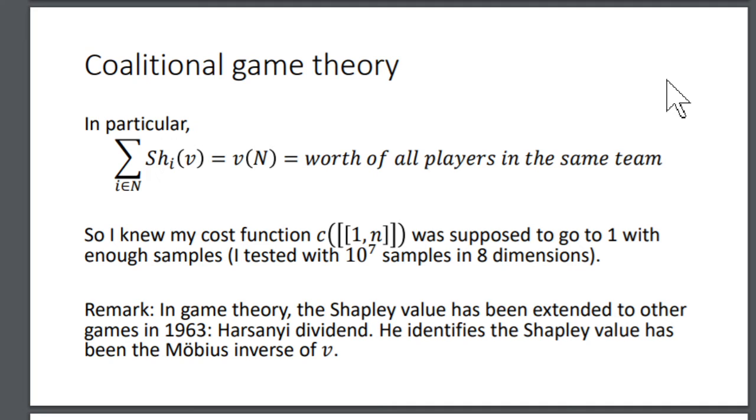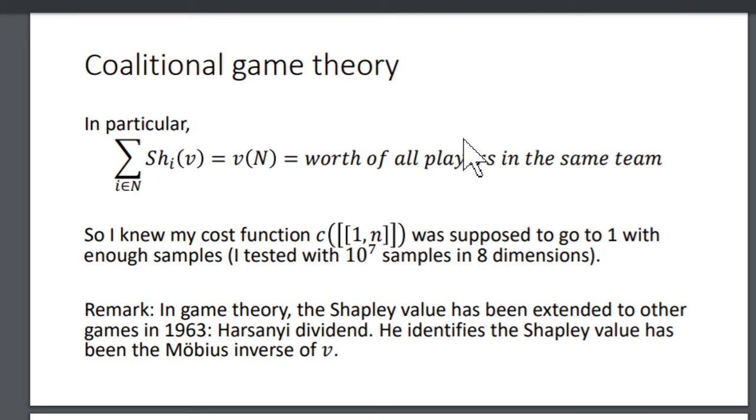And it's good because, as I said earlier, I expected 1, so obviously I knew my cost function C(1 to n) was supposed to go to 1, because I know that. I'll explain a bit later why. With enough samples, I tested my algorithm with multiple samples, a lot, and I did not get 1 at all. So I knew there was something fishy, and this is the proof why I should have 1.